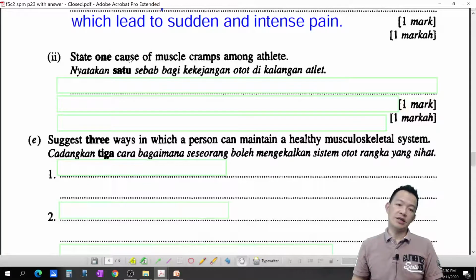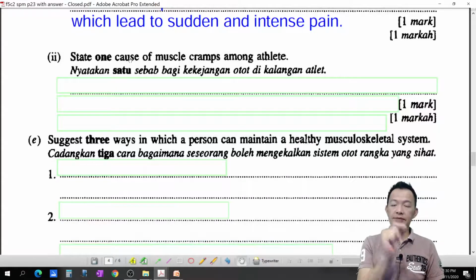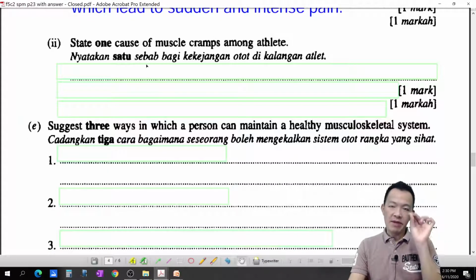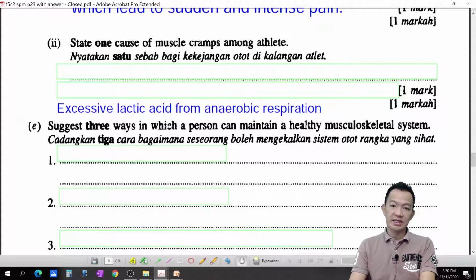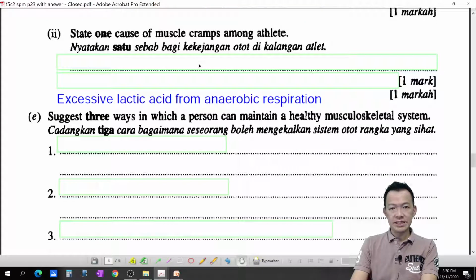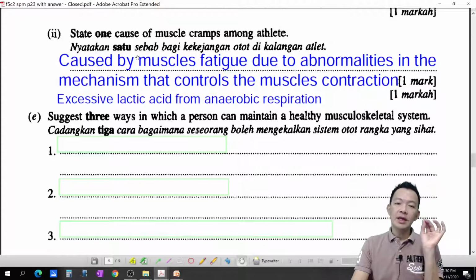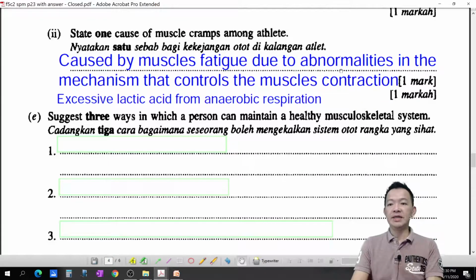So muscle cramps: a certain part of the muscle contracts suddenly, 它自己突然间收缩. So the athlete will feel very much pain, 他会觉得很痛很痛. But any reasons, 为什么他会突然间抽筋呢? 好奇怪，对不对? So one cause, 一个原因: when you are having anaerobic respiration, 当你的 muscle 进行 anaerobic respiration, what happens? They're going to produce lactic acid, 它就会产生 lactic acid, and the lactic acid may cause muscle cramps. This is the first reason: excessive lactic acid from anaerobic respiration, 无氧呼吸、缺氧的呼吸造成很多的 lactic acid, and lactic acid 会造成你的肌肉抽筋.